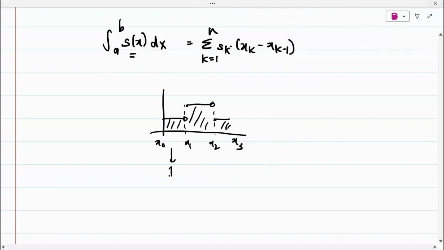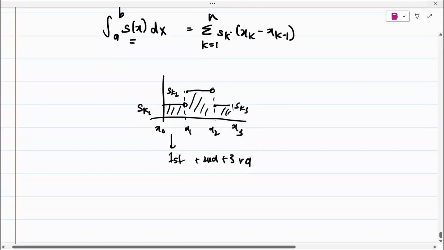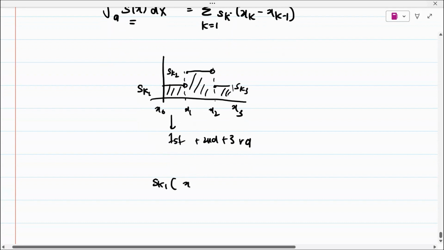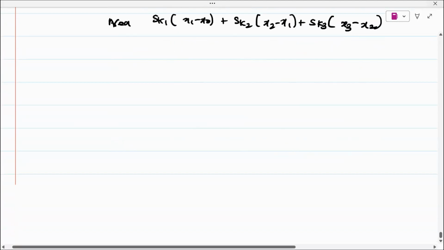This is the first one, plus second, plus third. Here the value is sk1, plus sk2, plus sk3. And the area of the rectangle is sk1 times (x1 minus x0), plus sk2 times (x2 minus x1), plus sk3 times (x3 minus x2). And that's the area. And as we go to our function, the integral is equal to the area of its ordinate set, basically.